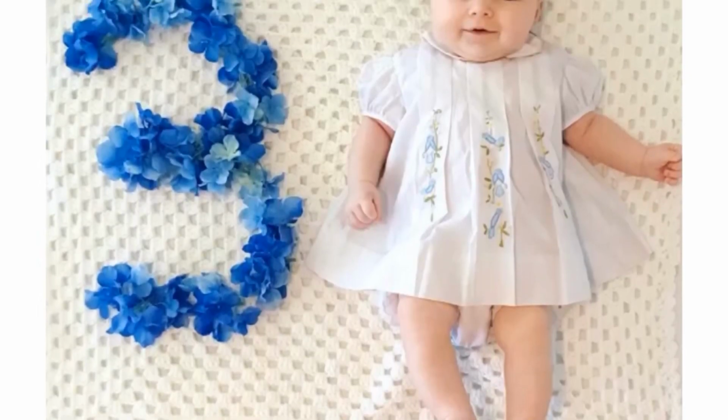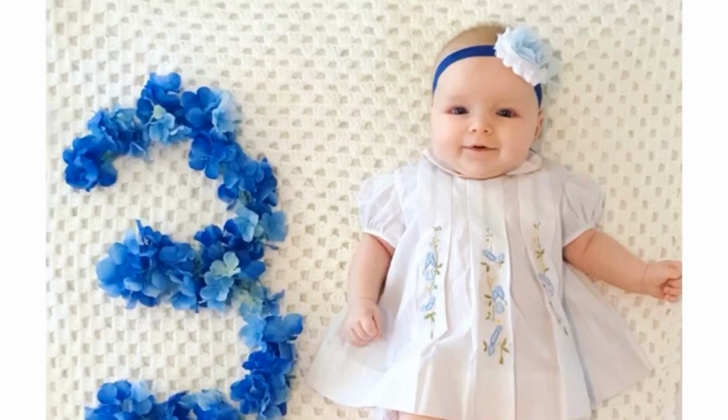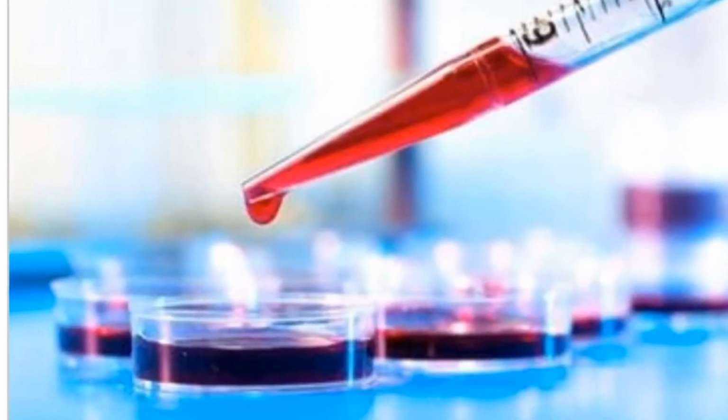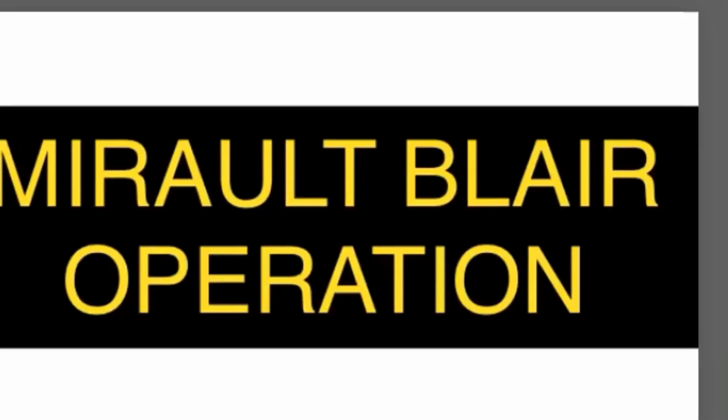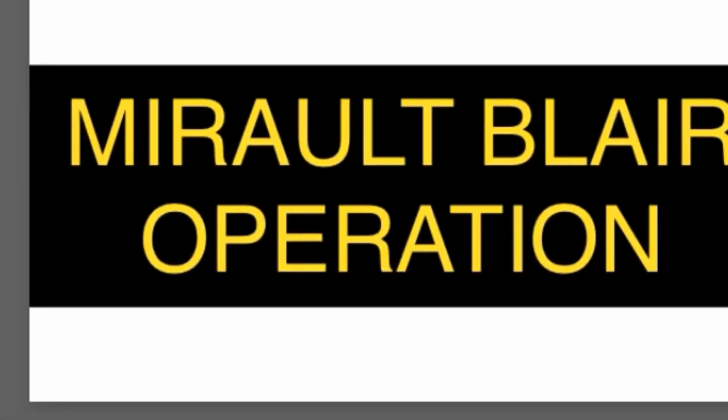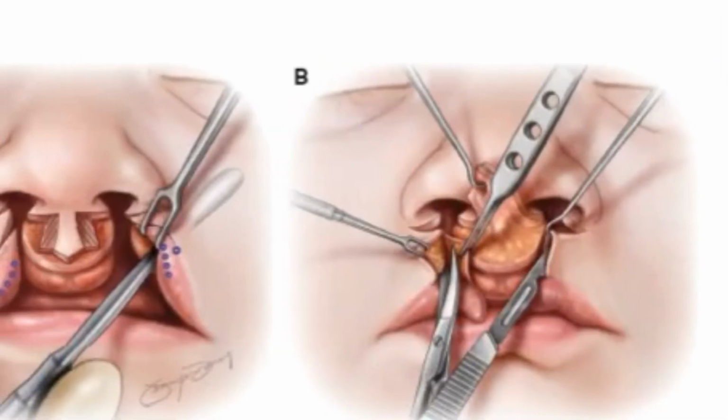The optimum time for repair is at the age of 3 months, and the hemoglobin level should be at least 10 gram percent. And the most common technique followed is the Millard operation, which involves 3 stages.